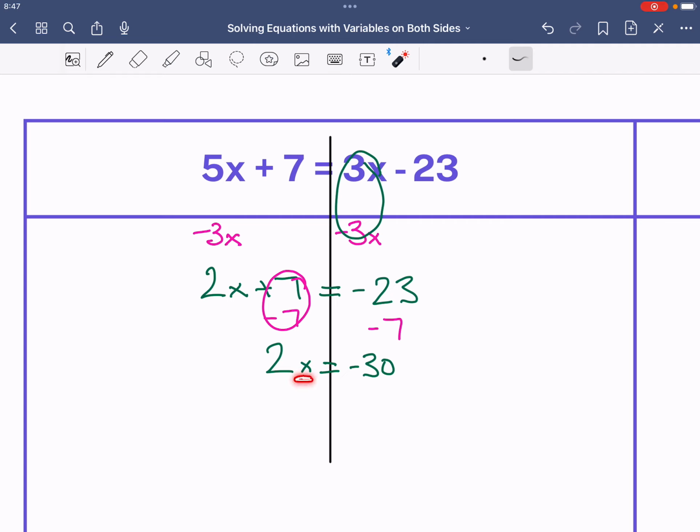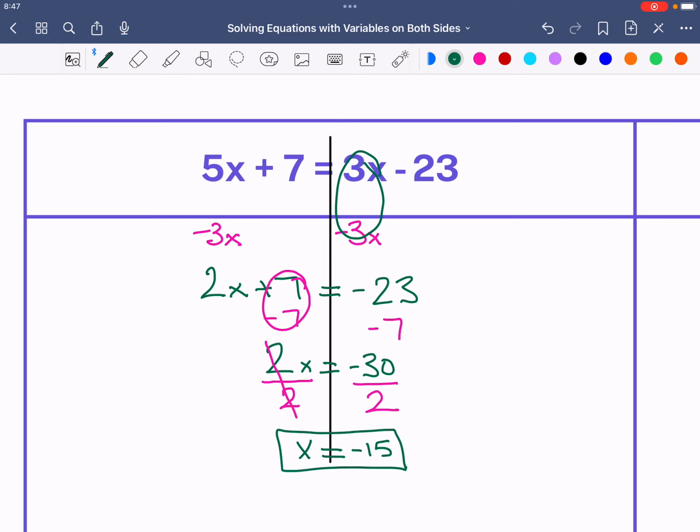All right, so we still want x by itself. It's being multiplied by 2. Anytime a number and variable are next to each other, we know it means they're multiplied together. So the opposite operation of multiplication is division. So we're going to divide by 2. But anything we do to one side, you have to do the same thing to the other. 2 divided by 2 reduces to 1, or cancels out. So we're left with 1x, which we can just write as x, equals, on the other side, negative 30 divided by 2 is negative 15.